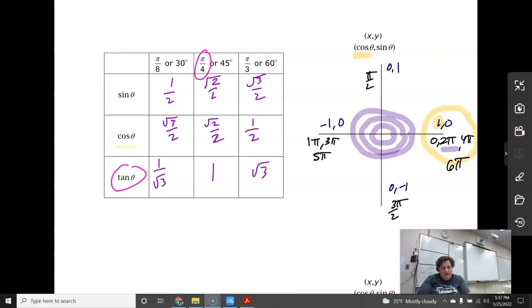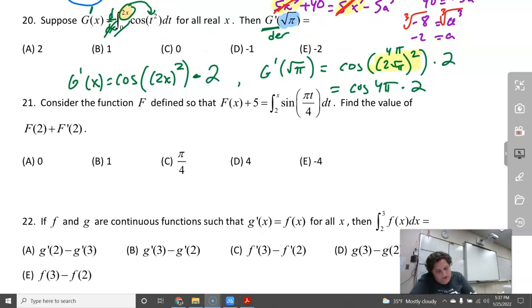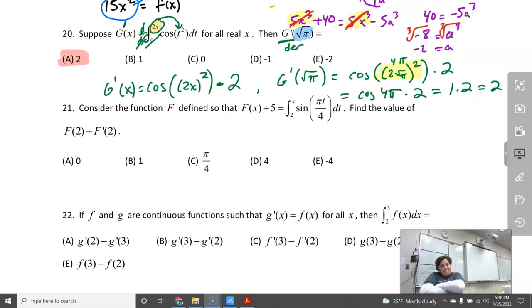So coming back to my problem here, the cosine of 4 pi is 1. 1 times 2 is 2. We go. Oh, I like this question.